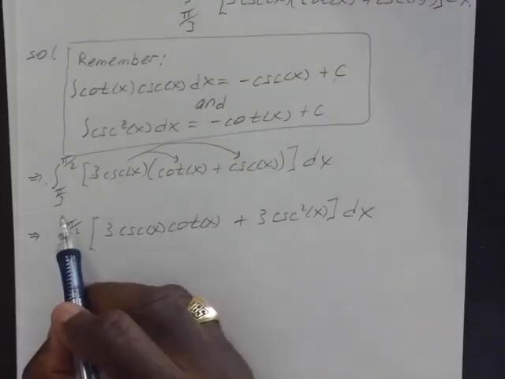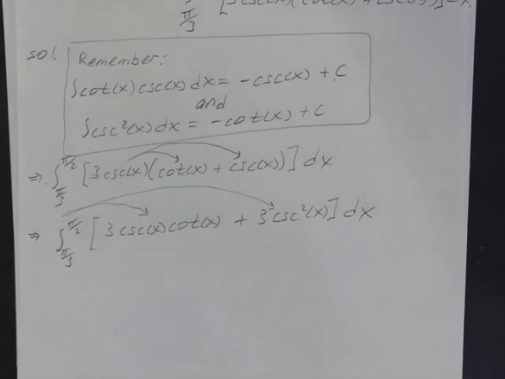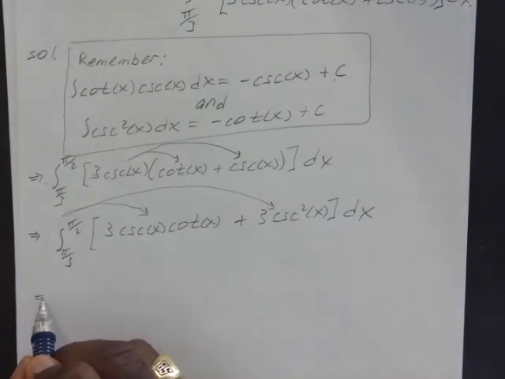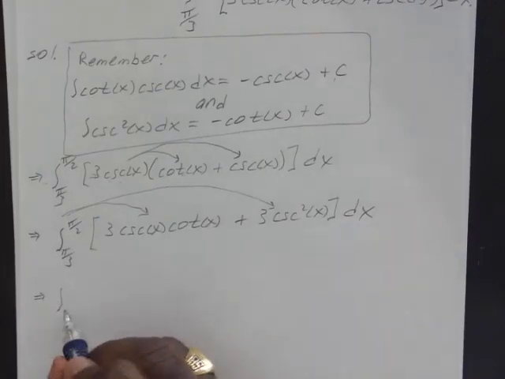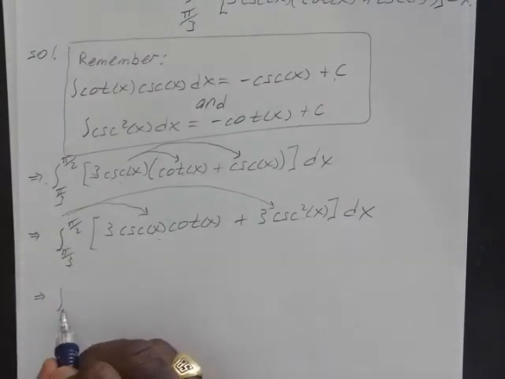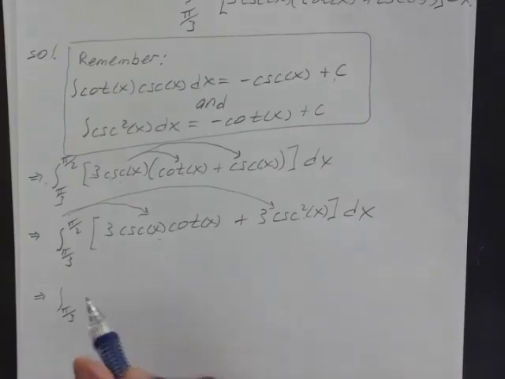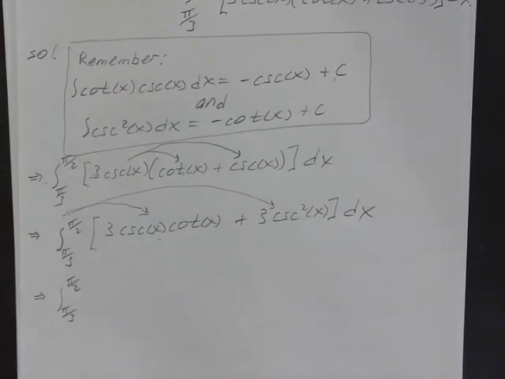Okay, so now we take the integral of both terms. So we take the integral, or you can keep them together because they're both going from pi over 3 to pi over 2, or you can do them separately. It's completely up to you. Sometimes I'll keep them together, sometimes I'll separate them. Just depends on how you feel for that particular problem.